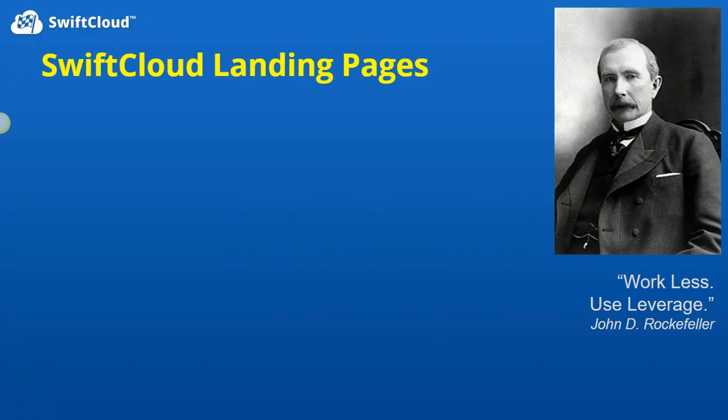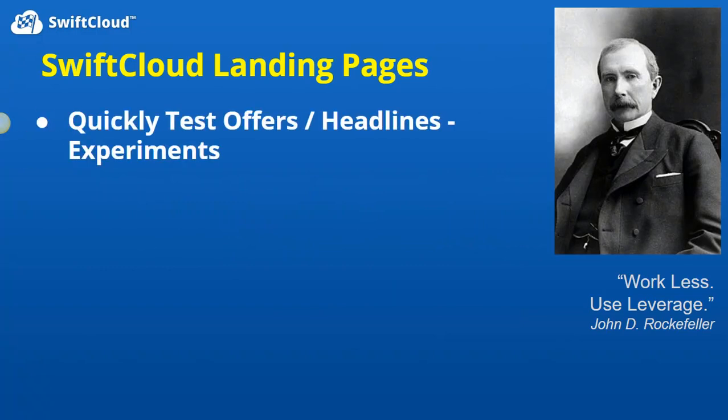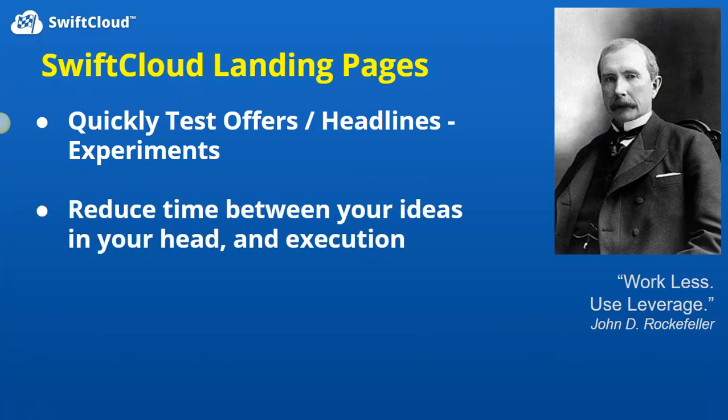So the reason you want to focus on this is you want to quickly test offers, headlines and experiments, as fast as you can type. Ideally you come up with, let's say, 10 different headlines and you get exactly 300 unique visitors to each of those, and then look at your opt-in rate and your actual intake rate. That's how you start to find a winner. Then you kill all the losers and you riff on the winner and keep coming up with ideas, and you start to hone in on what this audience really cares about, right? So you also want to reduce the time between the ideas in your head and the execution. And that's where these landing pages are key.